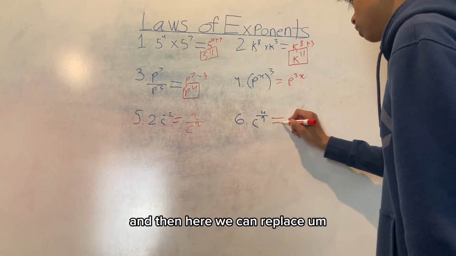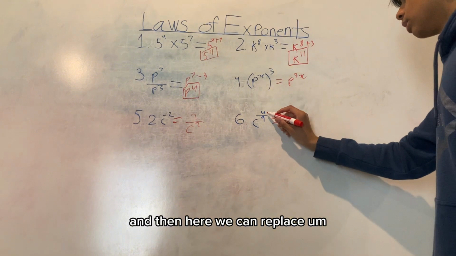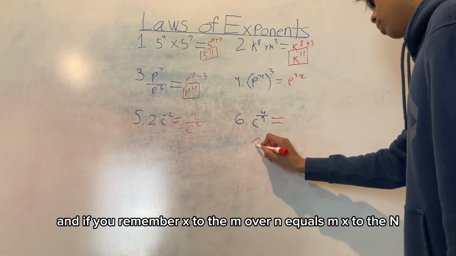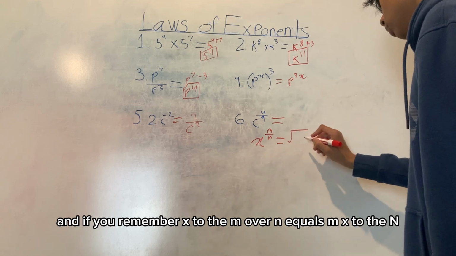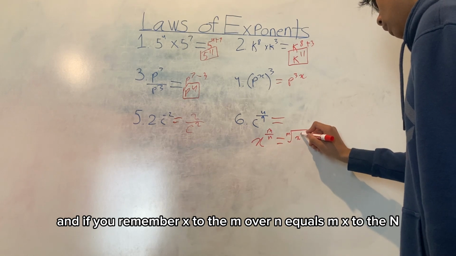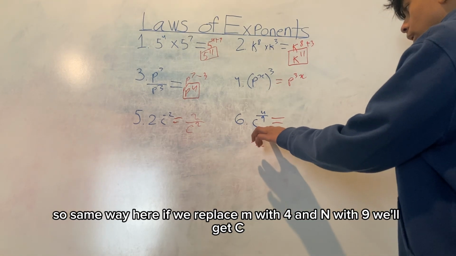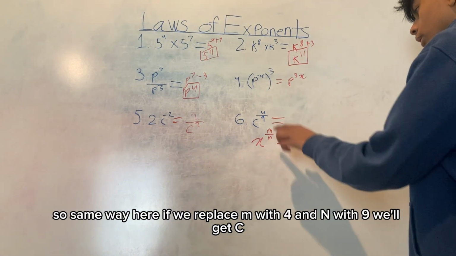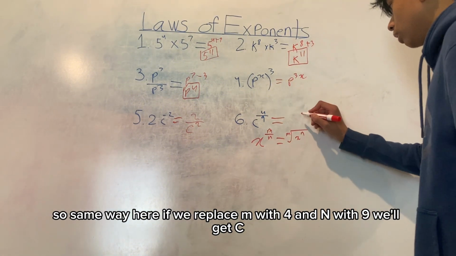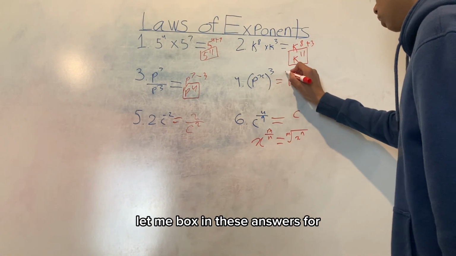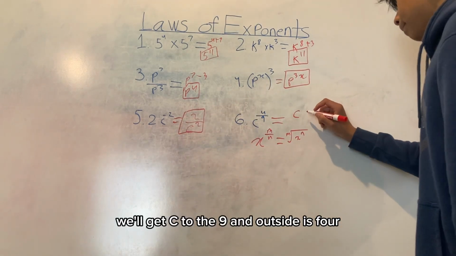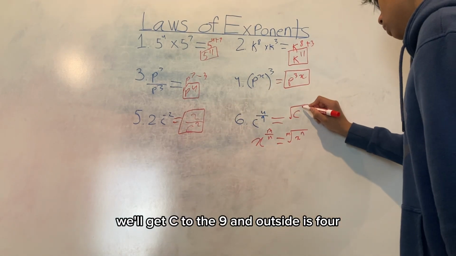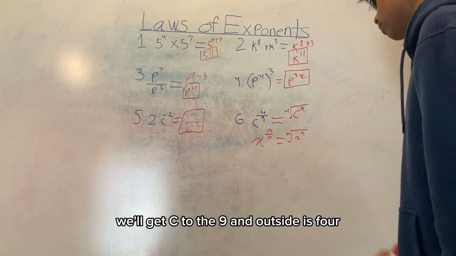And then here, if you remember, x to the m over n equals the m root of x to the n. So in the same way here, if we replace m with 4 and n with 9, we'll get, let me box in these answers fast, the fourth root of c to the 9.